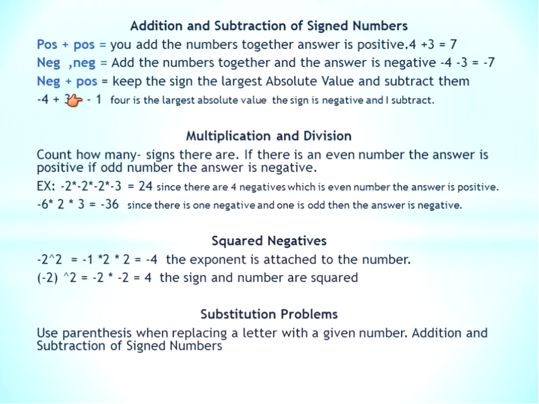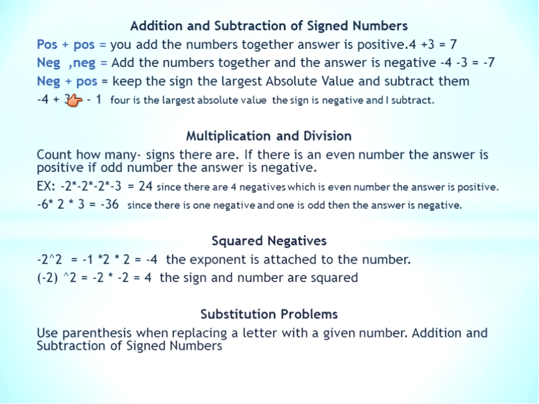So again, we add because the signs are the same. We subtract because the signs are different. So again, for addition and subtraction, there are just two rules. If the signs are the same, we add the numbers and keep their sign. If the signs are different, we subtract, and keep the sign of the largest absolute value. And that's it for addition and subtraction. Okay, so those are the two basic rules.